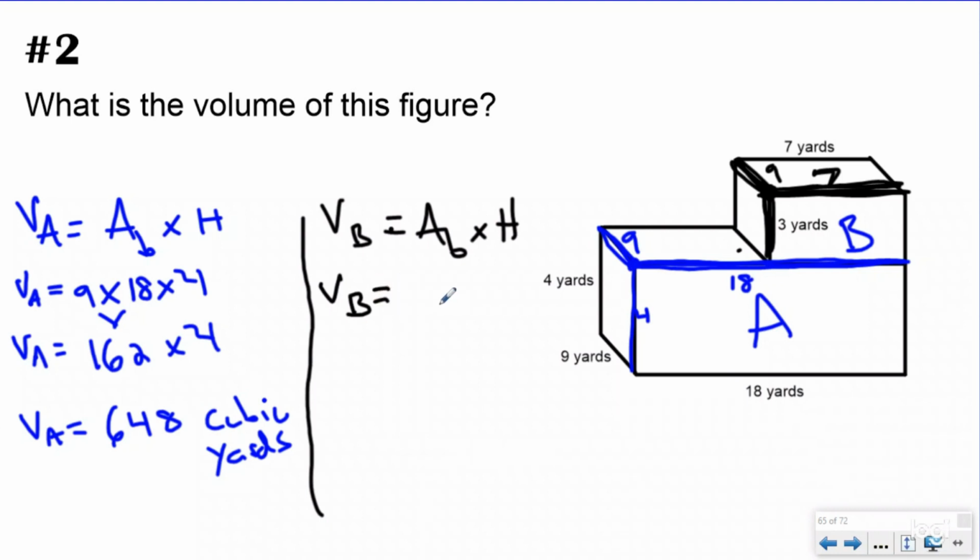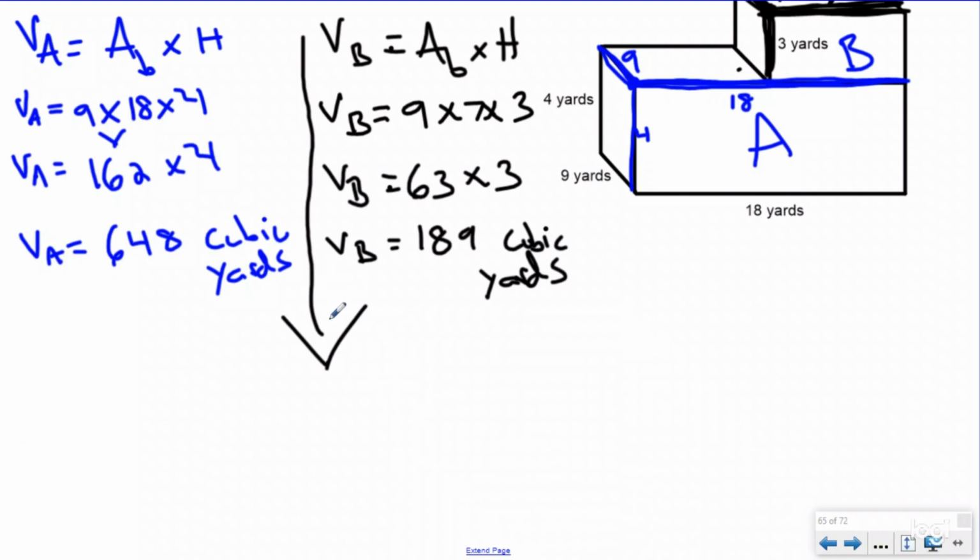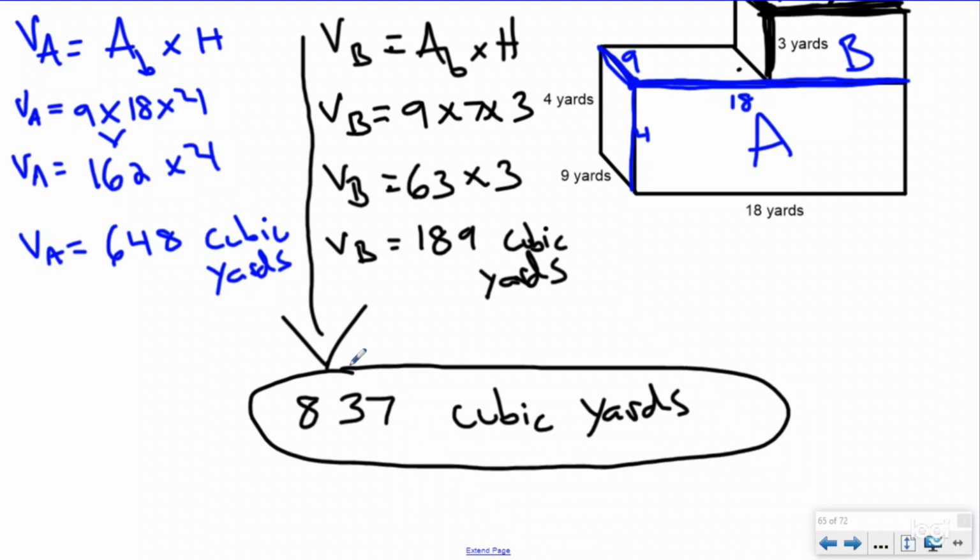So now I don't know the area of the base, so I'm going to plug in 9 times 7, and then I had 3 layers of that. When I solve that, the area of the base, 9 times 7 is 63, and then I multiply that times the height, which is 3, and 63 times 3 is 189 cubic yards, okay? Now I know that volume is additive, so if I add my 2 prisms together and do 648 plus 189, I'm going to get 837 cubic yards for the answer to what is the volume of this figure.